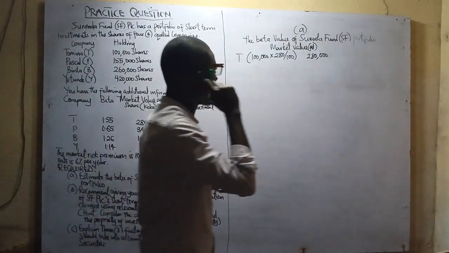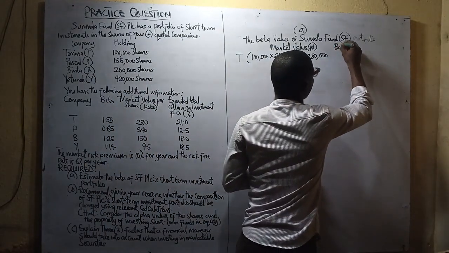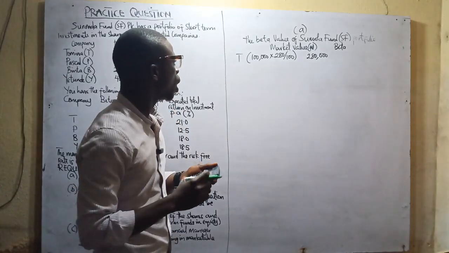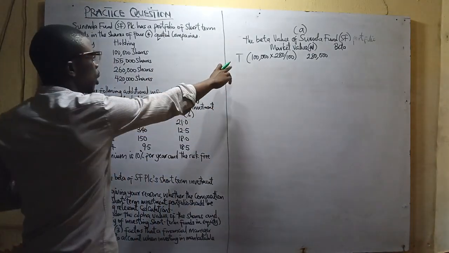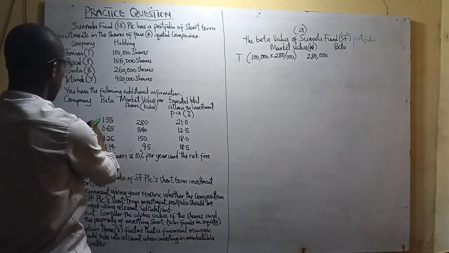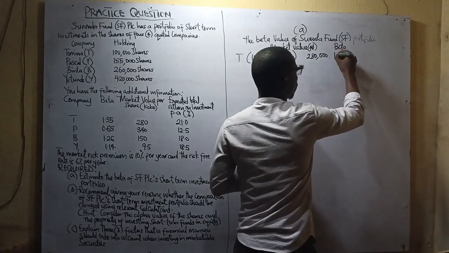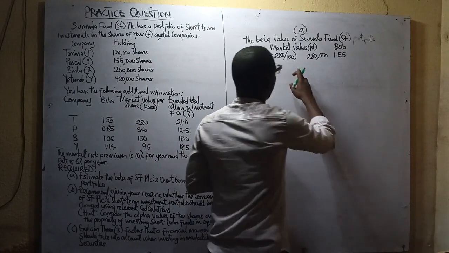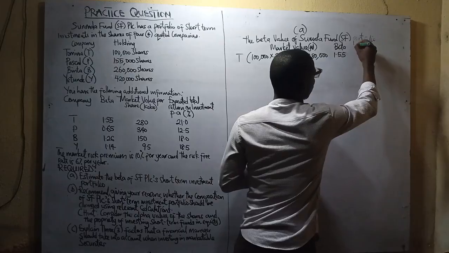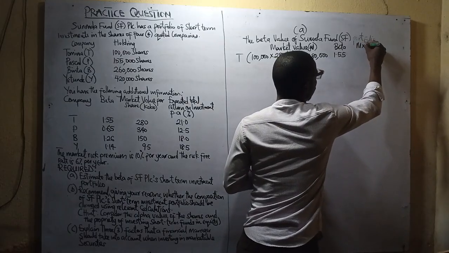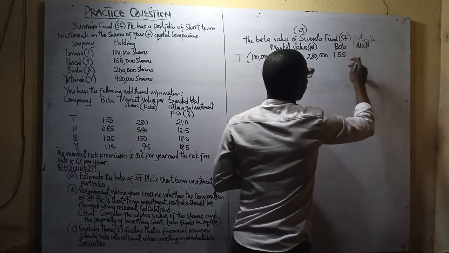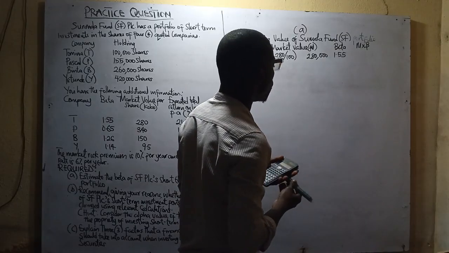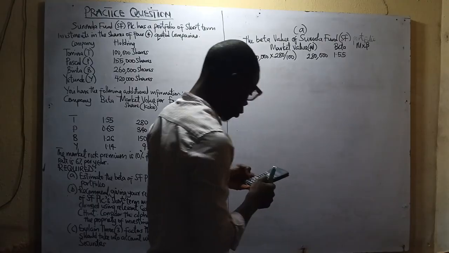So since we have the market value, what's the beta for the investment in shares of T? We have 1.55. Now, let's multiply the market value, M, times beta. So it will now be 280,000 times 1.55.